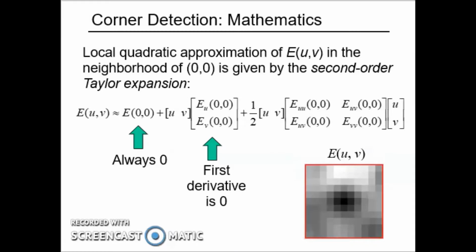Now let us make the substitutions that we have derived over here in this equation. So E of 0, 0 as we have seen is 0, and the first derivatives, EU of 0, 0 and EV of 0, 0, they both are equal to 0, and we are only left with one term which is 1 by 2 [U V] into E UU and so on, this matrix, and [U V]. This is what we are left with when we are trying to estimate the corner detector.